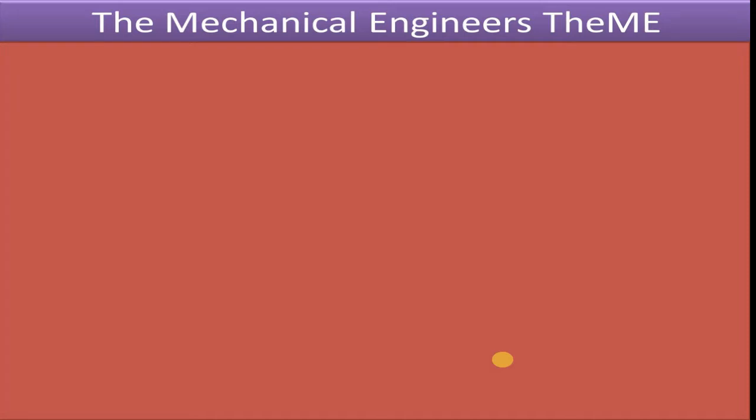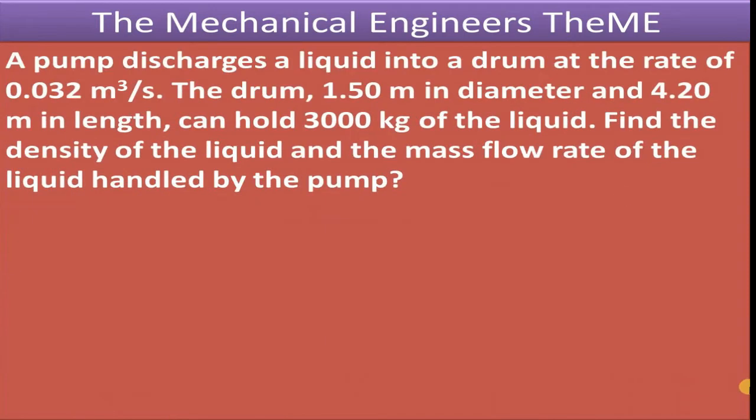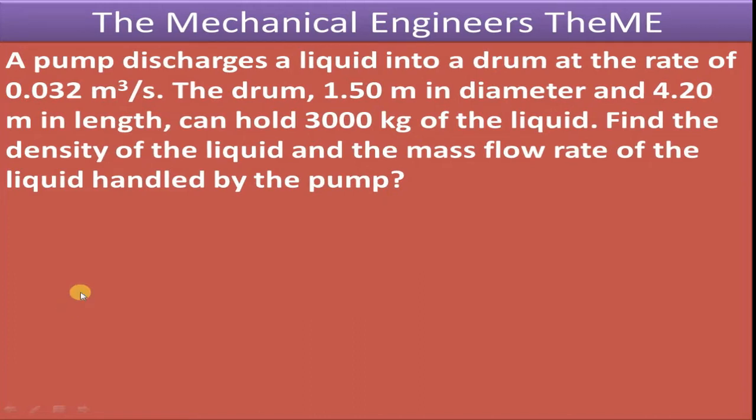So let's begin. First, I will read the question. A pump discharges a liquid into a drum at the rate of 0.032 meter cube per second. The drum, 1.50 meter in diameter and 4.20 meter in length, can hold 3000 kg of the liquid. Find the density of the liquid and the mass flow rate of the liquid handled by the pump. Okay, so this is the question. Now I will analyze the question.